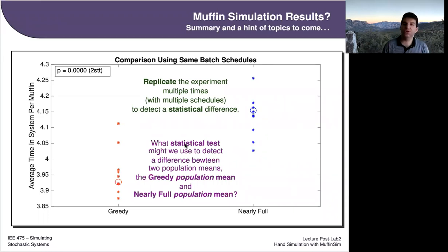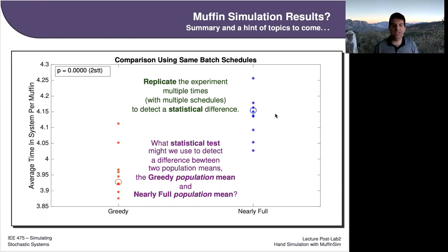And so you guys have learned to test means, to say, I don't know what the population mean is for the greedy strategy. I don't know what the population mean is for the nearly full strategy, but I just took a bunch of estimates here and another bunch of estimates here. Based on my estimates, can I make an inference? What is the chance that the population mean for the greedy strategy is actually lower than the population mean for the nearly full strategy? And that's effectively what you get with a t-test. And so a t-test tests means.